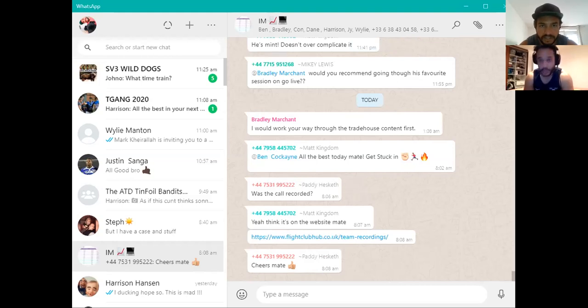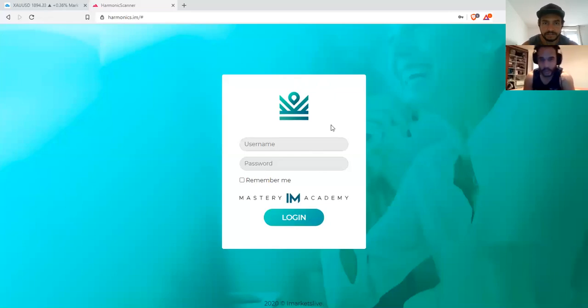If I click this, can you see this? Is this a new screen that's come up with a blue, or is it still on WhatsApp? WhatsApp. Okay, let me just share screen options, Harmonic. Okay, can you see this now? Yeah, I can see that.